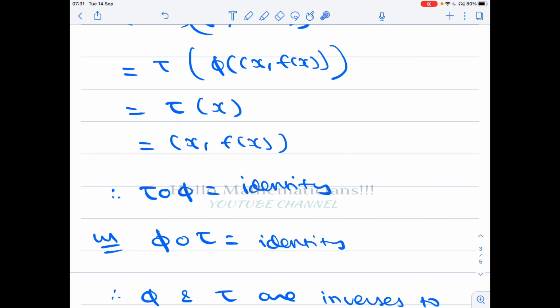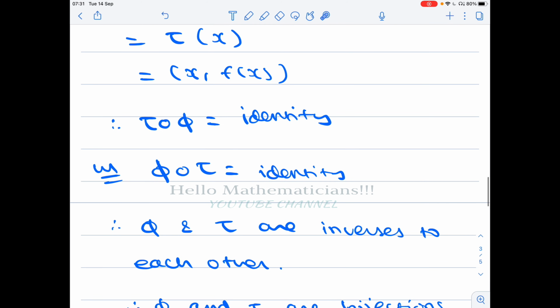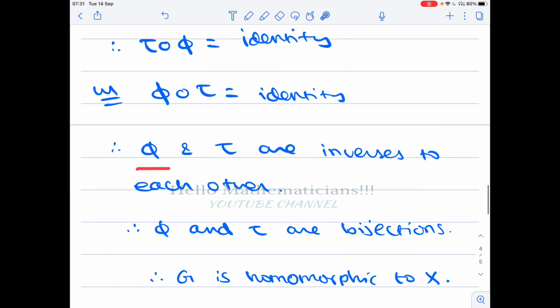Inverses exist only when the functions are bijections. Therefore, phi and tau are bijections. We already proved that they are continuous functions. Therefore, there is a continuous function from X to G whose inverse is also continuous. Therefore, G is homeomorphic to X.